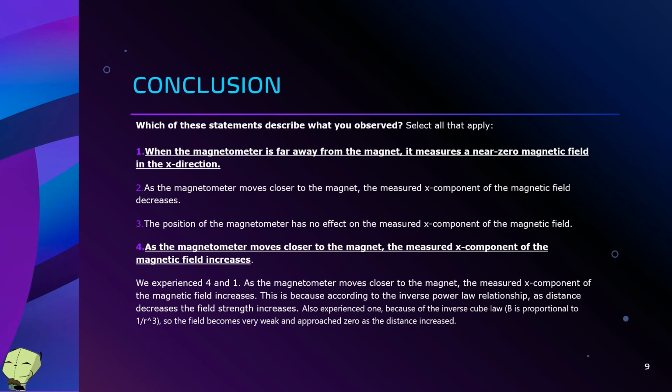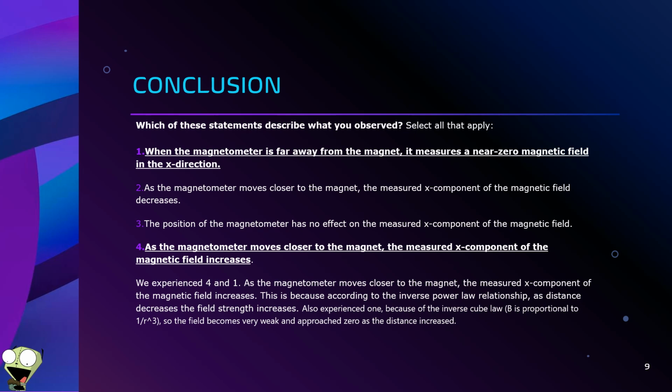In conclusion, the question was given: which of these statements describes what we observed? We observed 4 and 1. For 4, as the magnetometer moves closer to the magnet, the measured x component of the magnetic field increases. This is because, according to the inverse power law relationship, as distance decreases, the field strength increases.